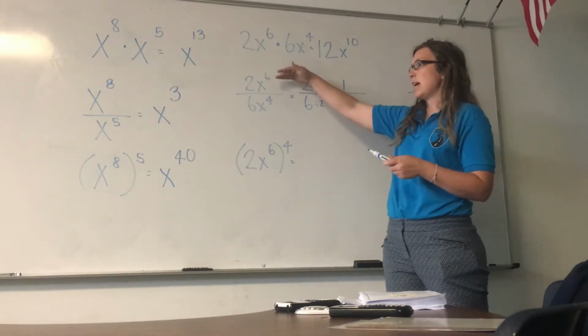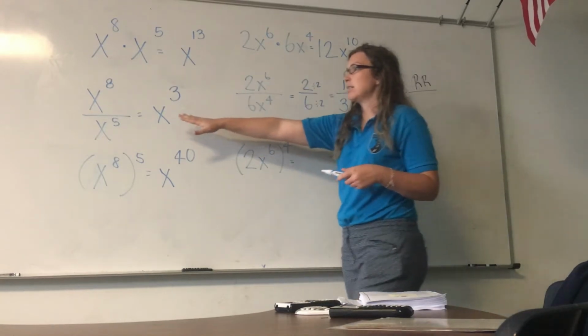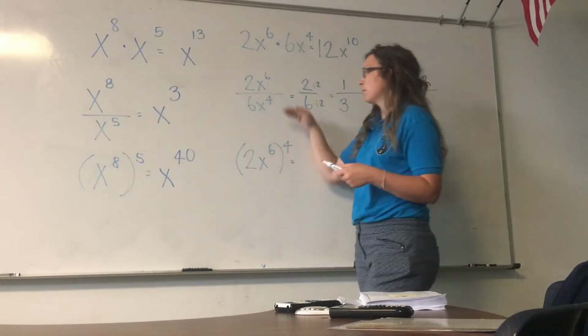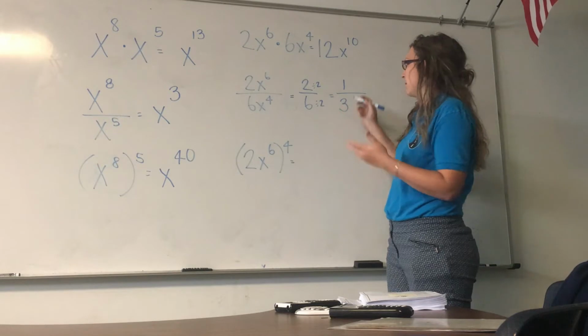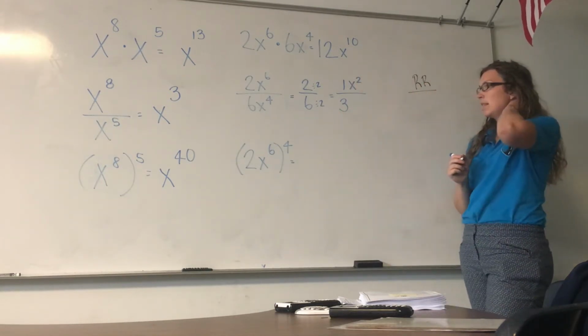My exponents, I need to follow the exponent rule. So my exponent rule says, well, I want to subtract those two exponents. So 6 minus 4 gives me a positive 2, or x squared in the top.